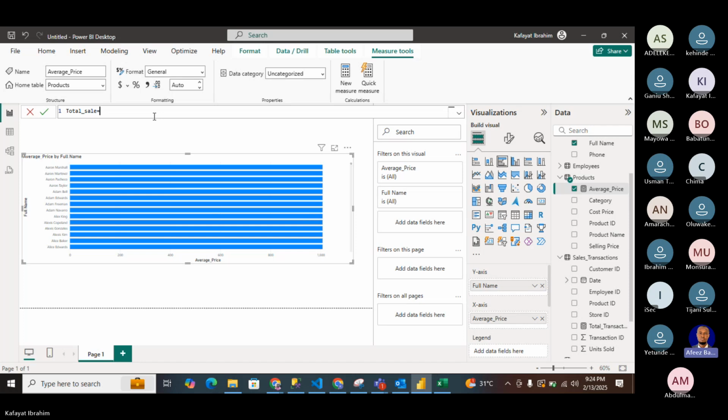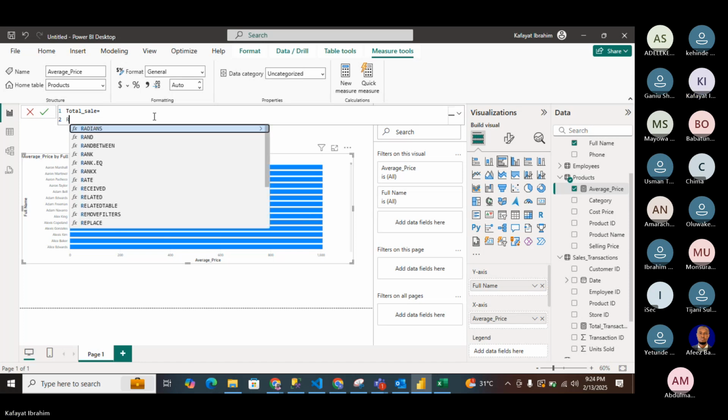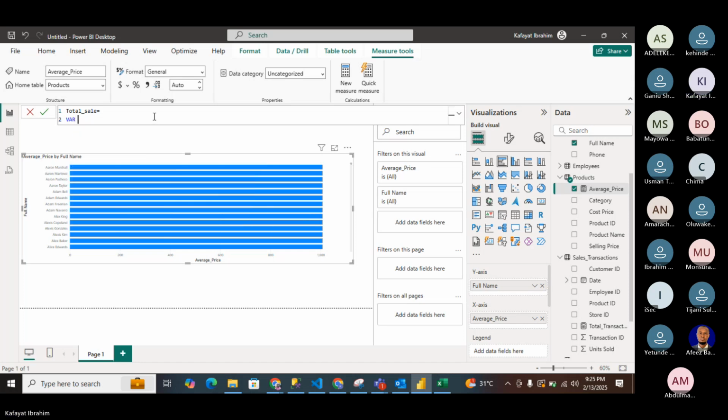What if you create a variable? Call it total cost and total sales. Maybe you create two variables. Okay, that is VAR. VAR total cost equals units sold multiplied by cost price.